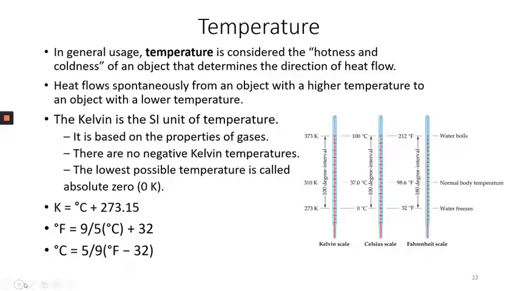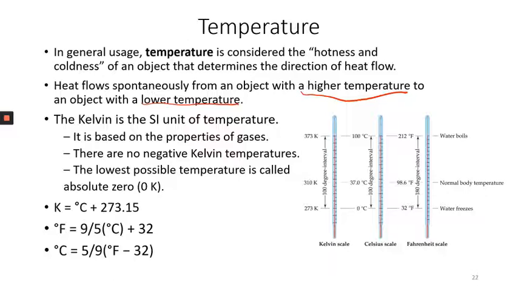Temperature. In science, we use Celsius and Kelvin mostly, but in everyday life, you will see something called Fahrenheit. That is the English unit for temperature. So temperature is normally considered the hotness or coldness of an object, and it's determined by the flow of heat. So heat likes to flow from high temperatures to low temperatures.